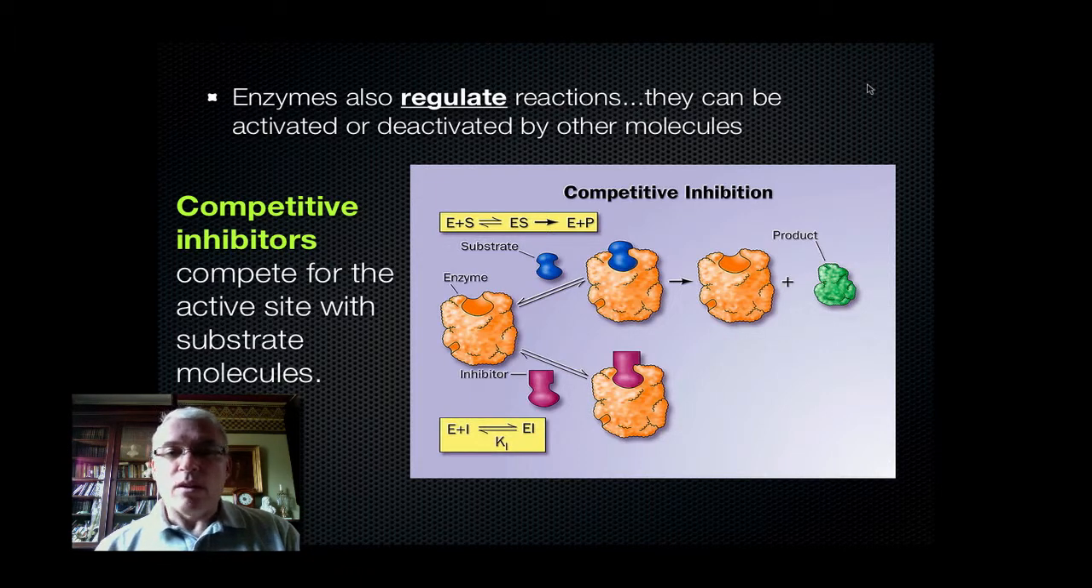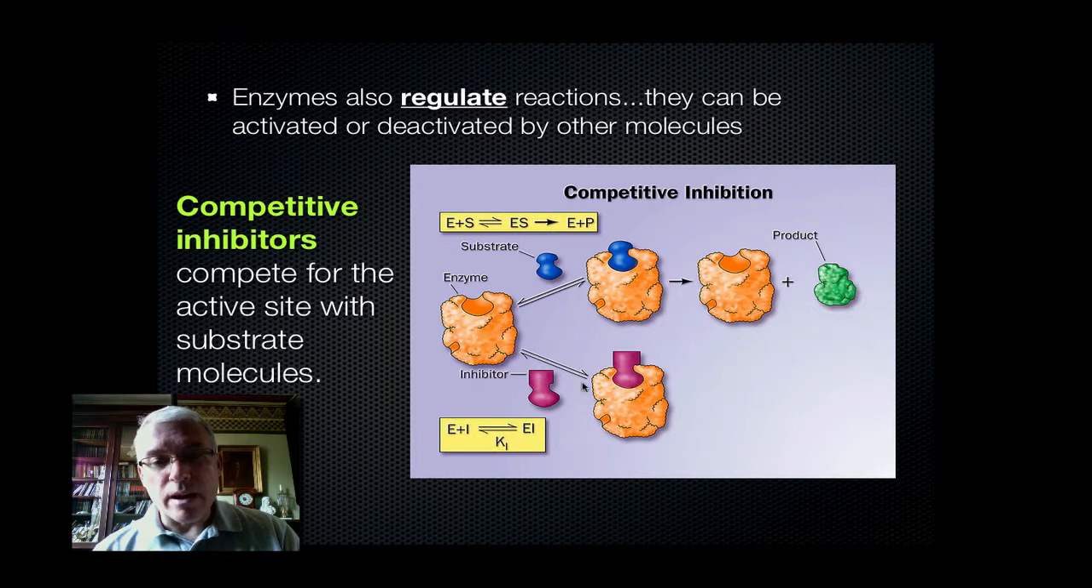Enzymes, of course, also regulate reactions. They can be places where the system can either speed up or slow down chemical reactions. And one of the simplest ways of regulating an enzyme pathway is something called competitive inhibition. And all this means is the enzyme's active site is going to be gunked up or clogged up by an inhibitor. I like to think of it as putting chewing gum in the lock.